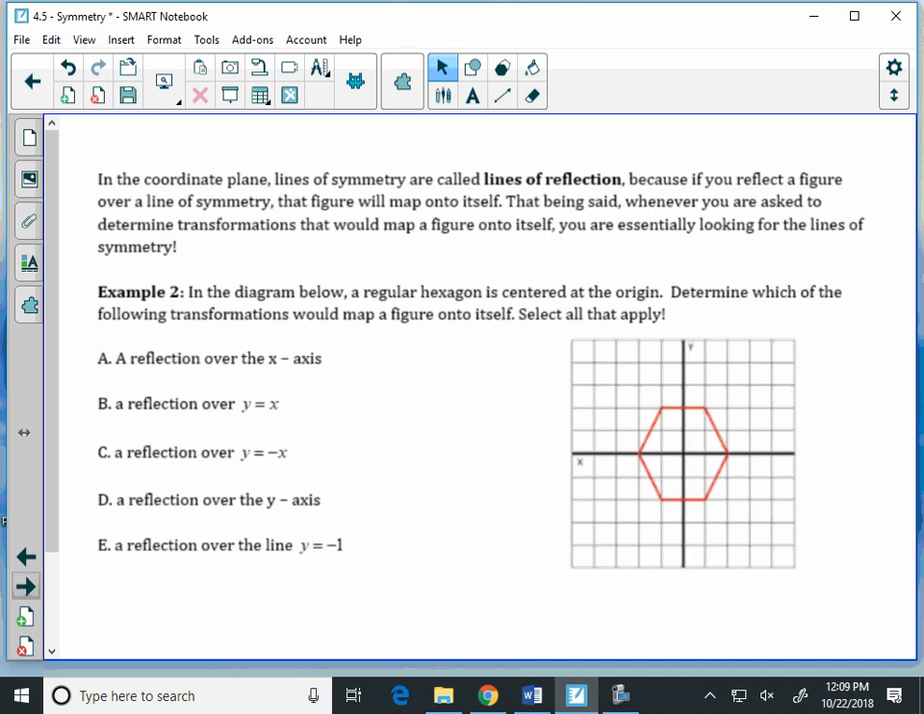So in the coordinate plane, lines of symmetry are called lines of reflection. That's because if you reflect a figure over its line of symmetry in the coordinate plane, the figure will map up onto itself. So when the directions ask you to determine the transformations that will map a figure onto itself, all you're doing is trying to find lines of symmetry for that figure. That's exactly what we did in example 1. It's what we're going to do in example 2. The only difference is it's in the coordinate plane, but it still has lines of symmetry.